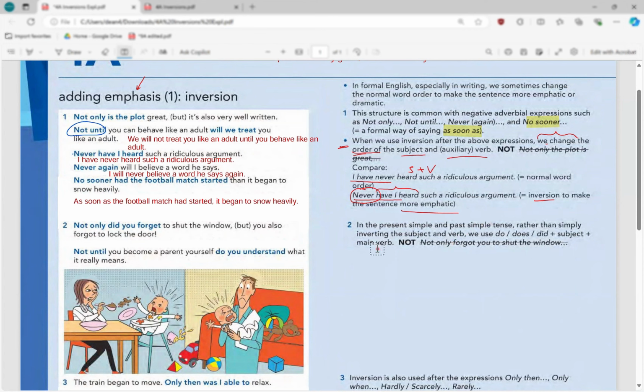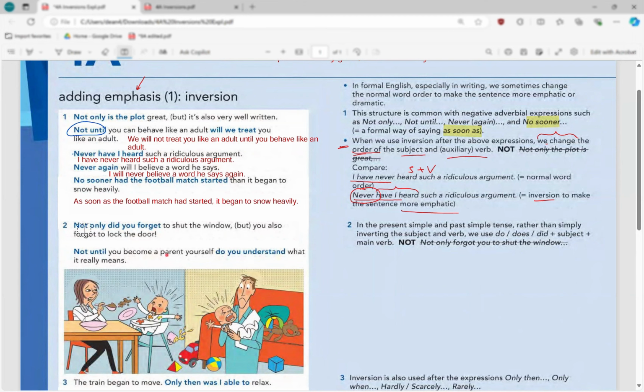So if I want to make inversion for present simple and past simple, as we said earlier, we need to follow the question structure rules. Like how I make questions for present simple, I use do, does. What about for past simple? I say did, auxiliary verbs. The same rules will apply for inversion.